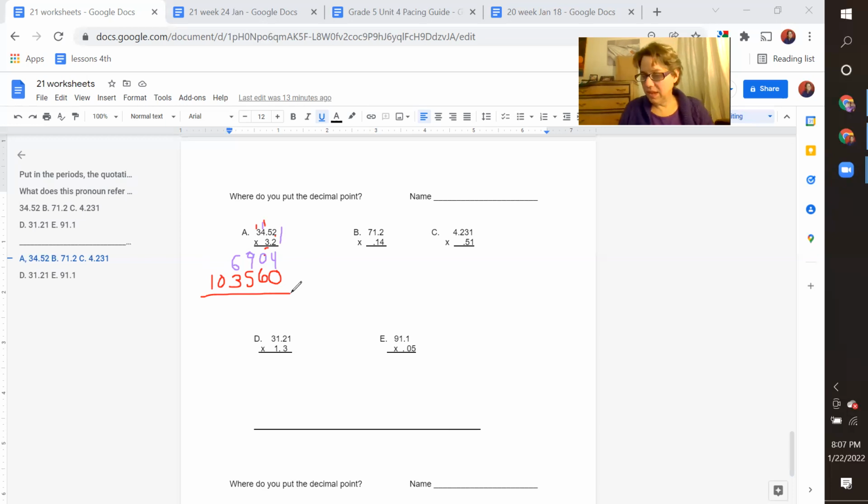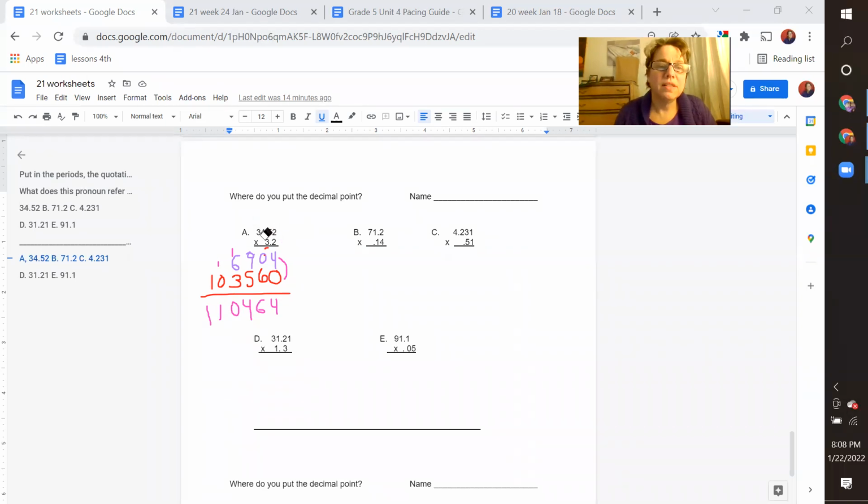Okay, so then I'm going to add these numbers up, and 4 plus 0 is 4. 0 plus 6 is 6. And 9 plus 5 is 14. And 6 plus 1 is 7, plus 3 is 10. Now I have to carry the 1. 1 plus 0 is 1, and 1. Okay, so normally I would be finished, but don't forget about the decimal points, right? So that's what we're looking for right now.